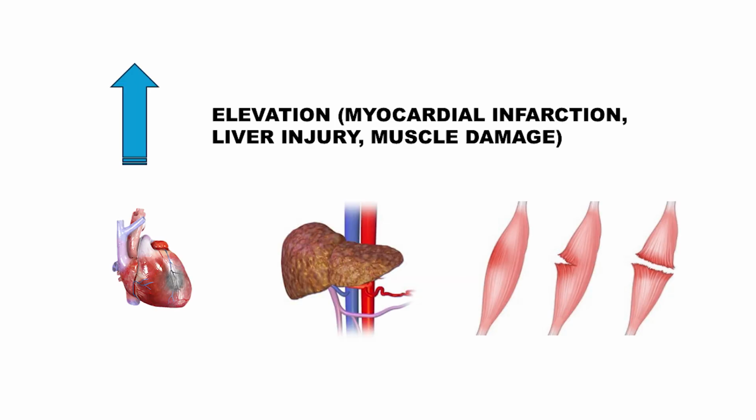Elevated AST is a sensitive but less specific marker of tissue damage, often requiring correlation with clinical context and other tests to determine its origin. For example, myocardial infarction, hepatic injury, or muscle damage.